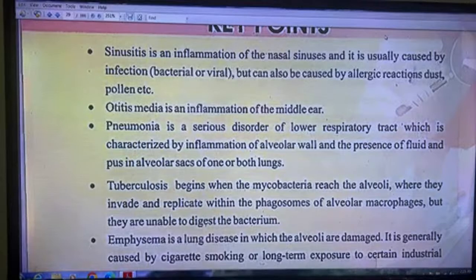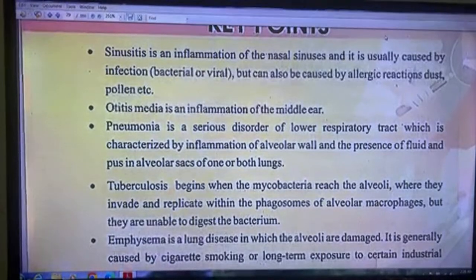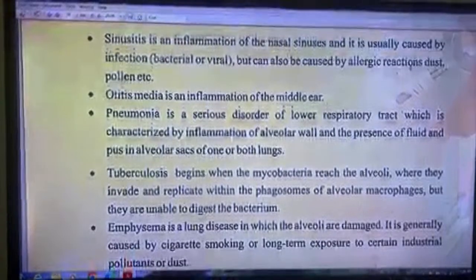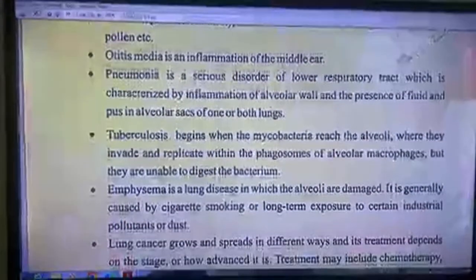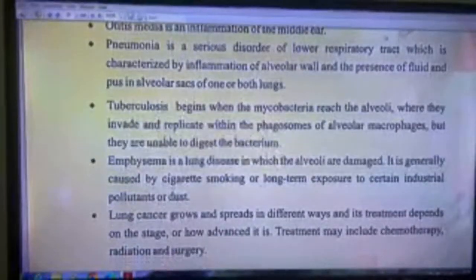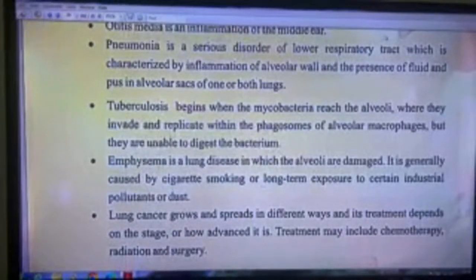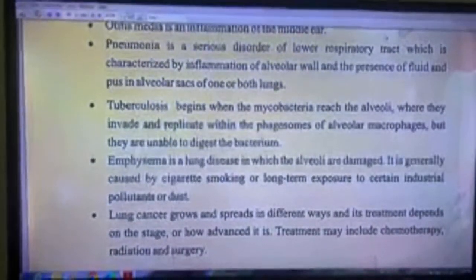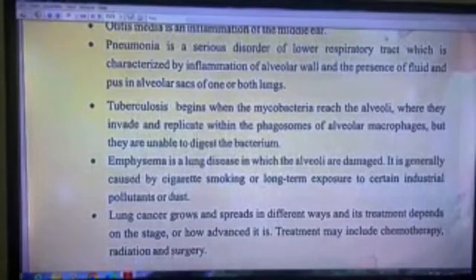Again, sinusitis is an inflammation of the nasal sinuses, and it is usually caused by infection, bacterial or viral, but can also be caused by allergic reaction, dust, pollen, etc. Otitis media is an inflammation of the middle ear. Pneumonia is a serious disorder of the lower respiratory tract, which is characterized by inflammation of the alveolar wall and the presence of fluid and pus in alveolar sacs of one or both lungs.